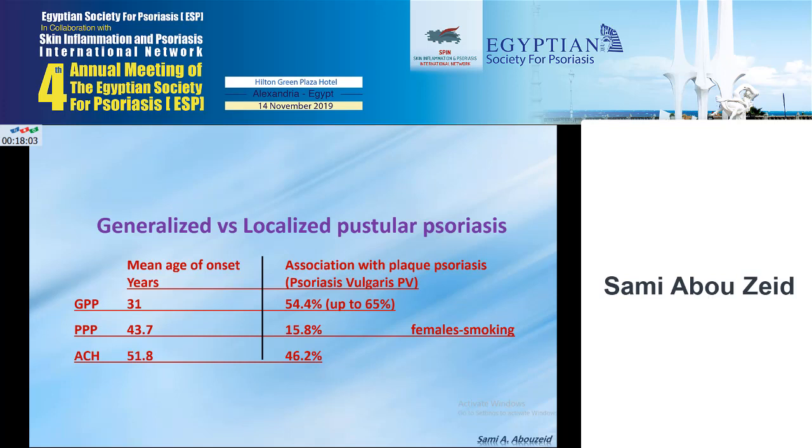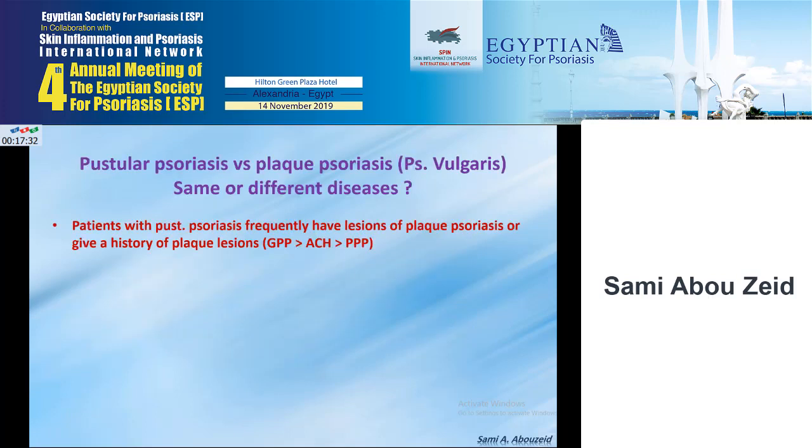But the palmoplantar pustular psoriasis is associated with plaque psoriasis only in about 16% of cases. And the acrodermatitis continua of Hallopeau is associated with plaque psoriasis in 46% of cases. I would like to draw your attention to the fact that palmoplantar pustular psoriasis has risk factors, female gender and smoking. Now, pustular psoriasis versus plaque psoriasis, same or different diseases.